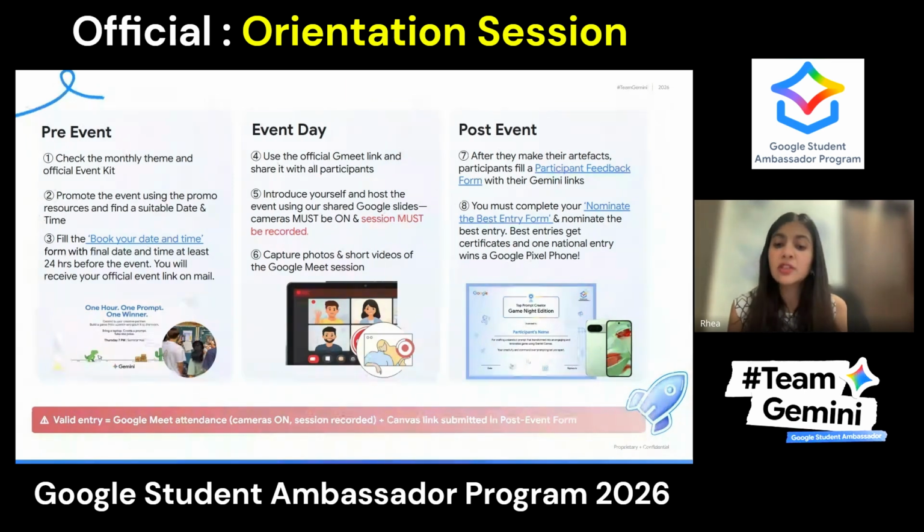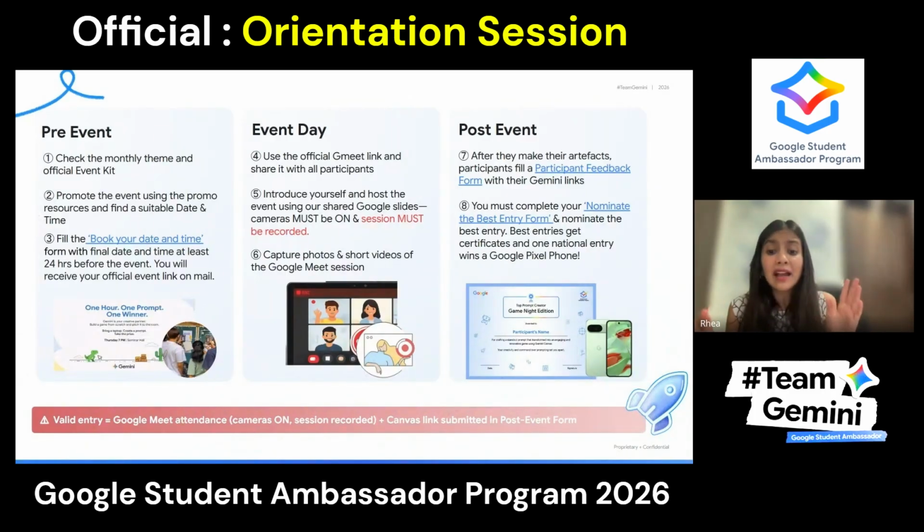And after the meet is over, the ambassador, that means you all, will nominate one person out of the 10 to 30 people who've attended the meeting as the best entry, or the person who used that particular feature of Gemini the best, showcased their talent or whatever the task involved. And one national winner we will have who will win the Google Pixel phone or Pixel Bud. It depends month on month.